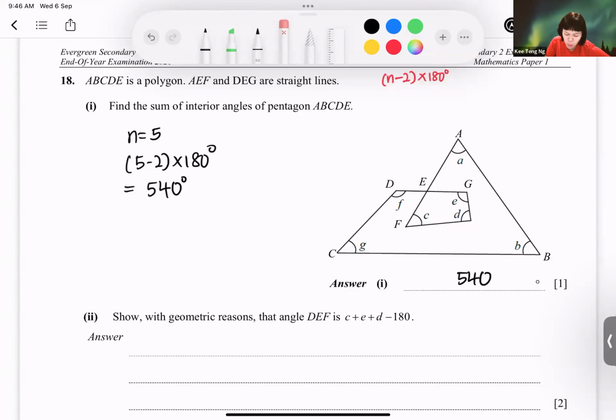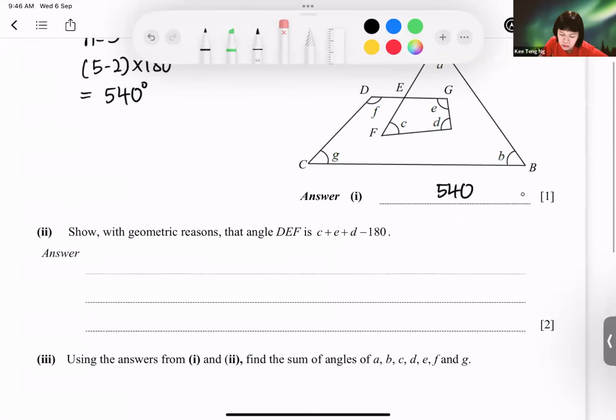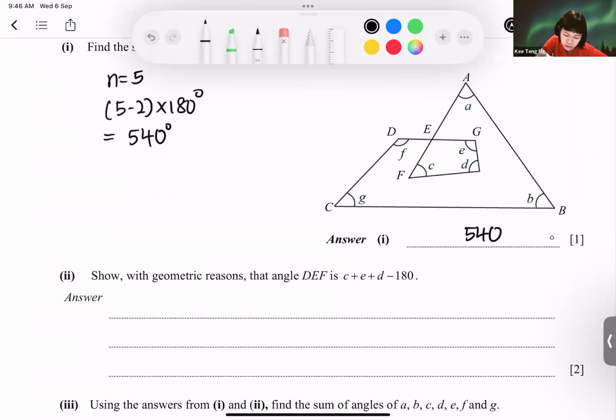Then let's take a look. Show with geometric reasons that angle DEF, they want to find this angle over here, is equals to CED minus 180. Okay, I don't know how to find this angle, but I know in total A, B, G, F, and this whole angle is supposed to give me 540. And second thing, I know this is a straight line, so this is definitely 180 degrees.